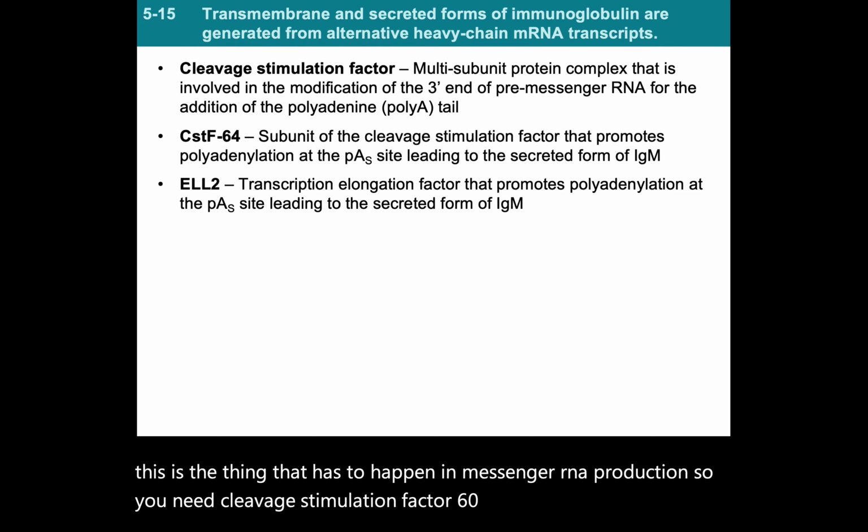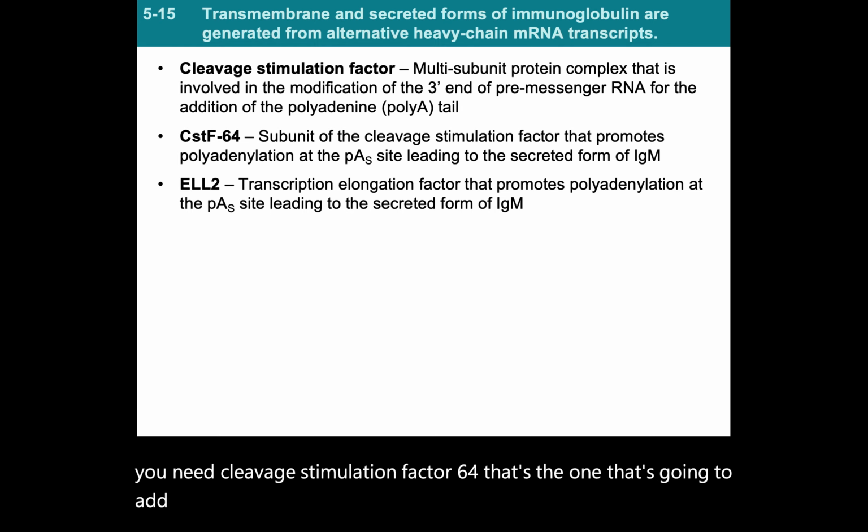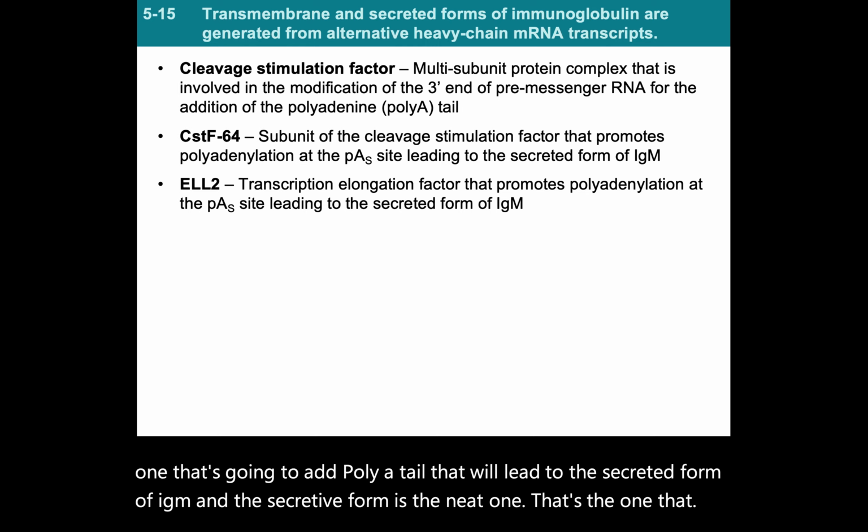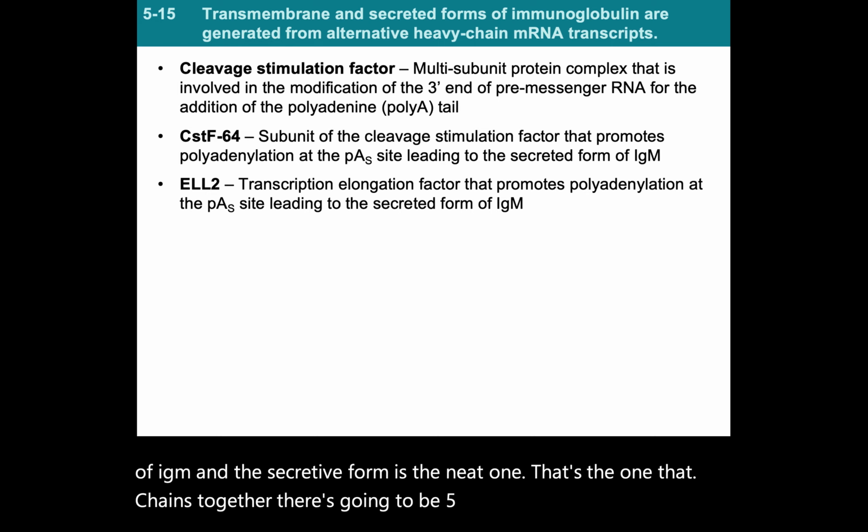That's the one that's going to add a poly-A tail that will lead to the secreted form of IgM. And the secreted form is the neat one. That's the one that chains together. There's going to be 5 of them hanging out together in most cases.